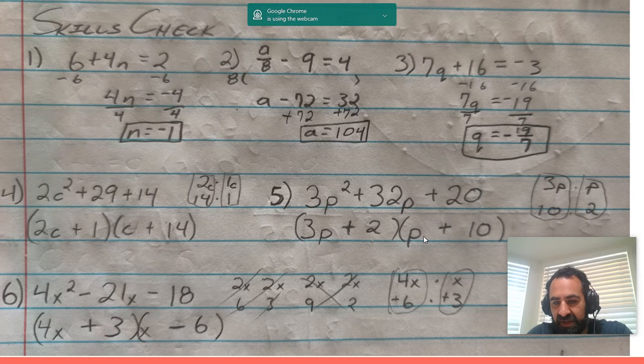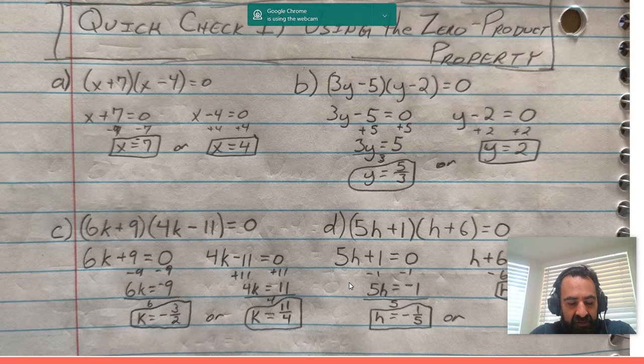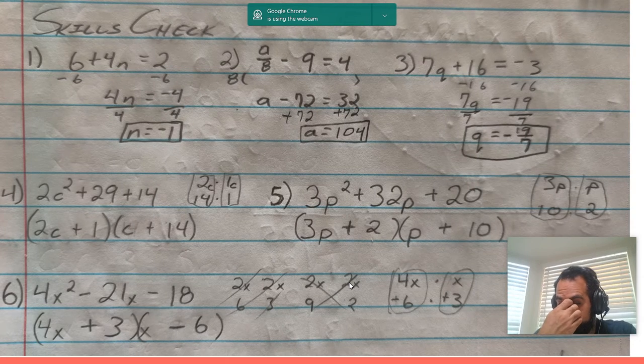Awesome. Number 6, I should have recognized the 21 as a large number. Therefore, I should not have tried 2x as factors. My bad. Dang it. I should have shot for the 4 right away. So come to find out, 4x times negative 6 gives me my negative 24x, plus my 3x gives me my negative 21x. Positive 3 times negative 6 is negative 18. Awesome. Now we can go to quick check 1.